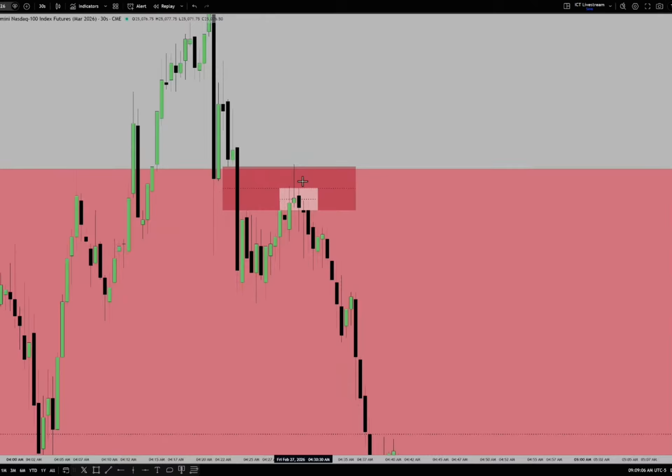So you want to enter in the lower half, use the higher time frame where the setup formed, use that for your stop loss. That means, yes, you're probably going to trade with less contracts. And that's a good thing right now. You're not trying to make a lot of money in a very difficult market condition.